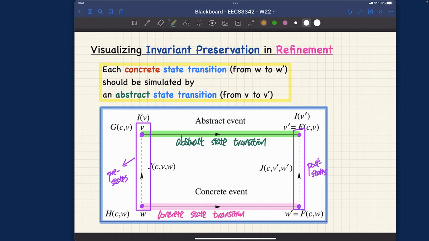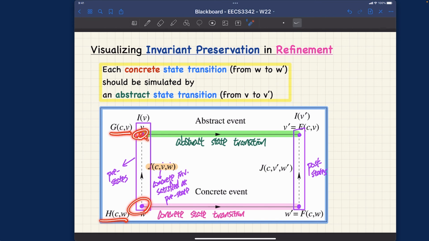Let me also try to do that. So this part over here is the concrete invariance in the pre-states. Concrete invariance satisfied at the pre-states. You can see for both variable lists, the abstract variables and concrete variables, we don't put a prime, right? And given that the concrete event is enabled, it implies that the guard for the abstract event is also enabled.